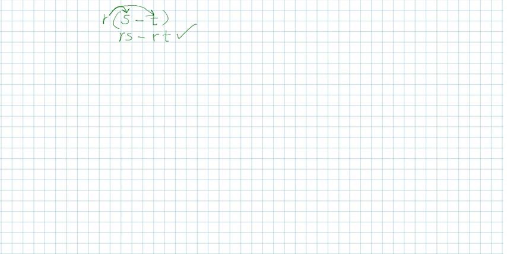So now I tell you, okay, now I want cosine of s minus t. And you try to do the same thing. Okay, I know it's cosine of s minus cosine of t. And that's wrong. You cannot do that. This is a function. You cannot do that with functions. You can do it with variables, but not with functions.